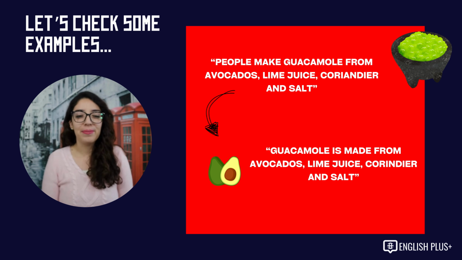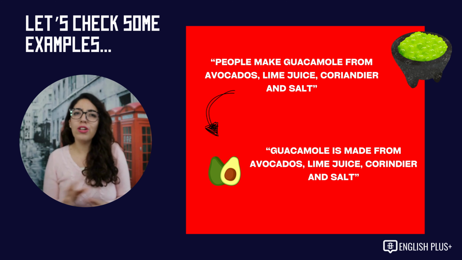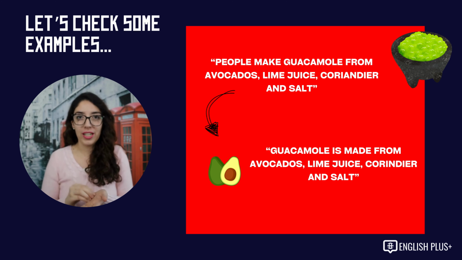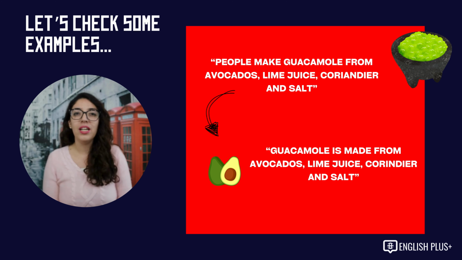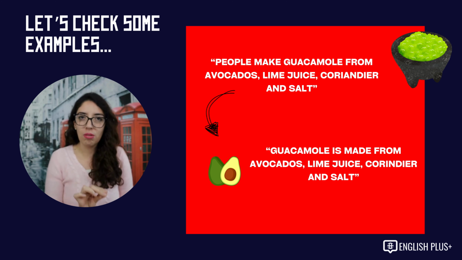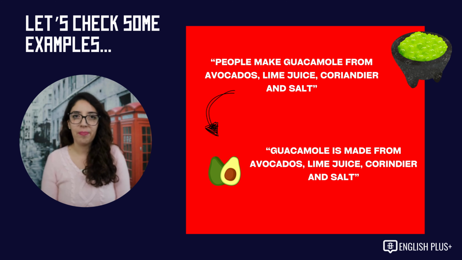We have: People make guacamole from avocados, lime juice, coriander, and salt. All we care about is the guacamole, right? But we don't care who makes this. So my object, or the important thing in here, is the guacamole. So I will take guacamole as the new subject of my sentence.